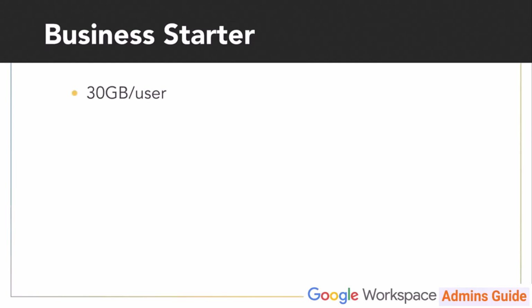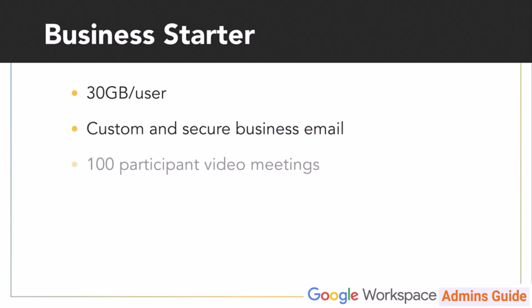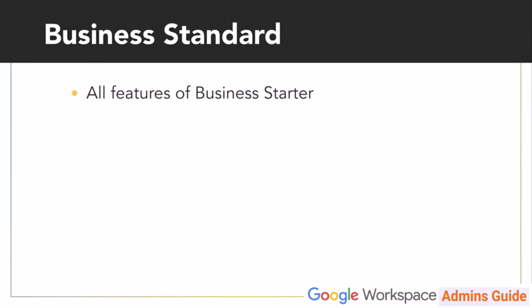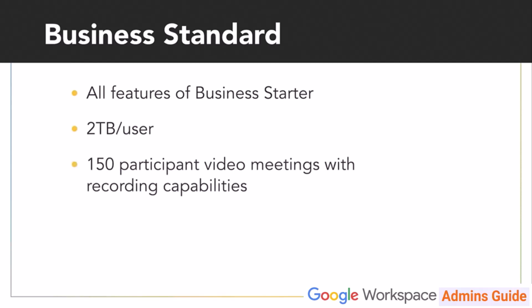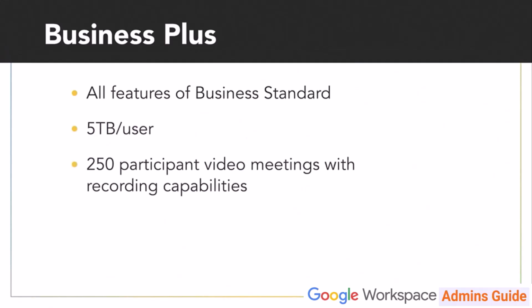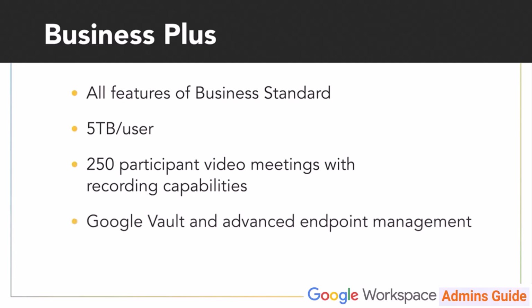Business Starter offers 30 gigabytes of cloud storage per user, as well as custom and secure business email. Additional features and services include 100 participant video meetings, security and management controls, and standard support. Business Standard includes all features of Business Starter, with 2 terabytes of cloud storage per user, and 150 participant video meetings with recording capability. Business Plus offers 5 terabytes of storage per user, and 250 video meetings with recording and attendance tracking. It also includes enhanced security and management controls, which include Google Vault and advanced endpoint management.